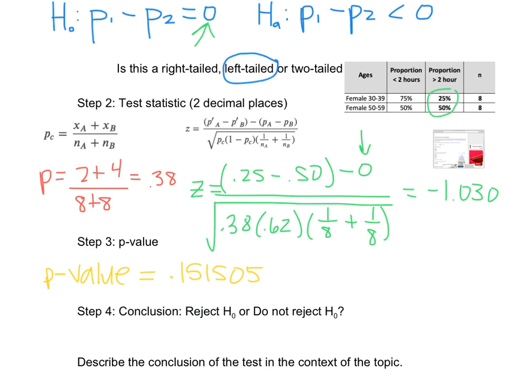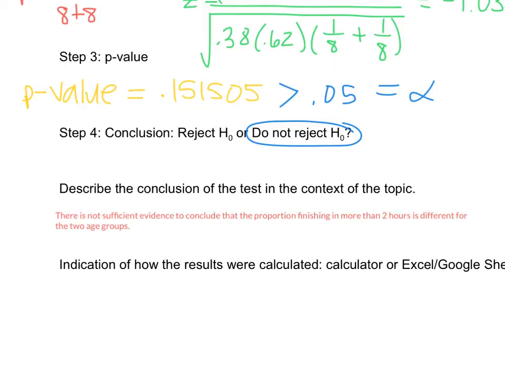0.151505. Comparing that to our significance level of 0.05, we see that our p-value is greater than our significance level, 0.05, so we are going to not reject the null hypothesis. So our conclusion in the context of the topic is that there is not sufficient evidence to conclude that the proportion finishing in more than 2 hours is different. We did not reject the null. The null was that they were the same, that there was no difference in the proportion finishing in more than 2 hours. So we conclude that there is no difference.